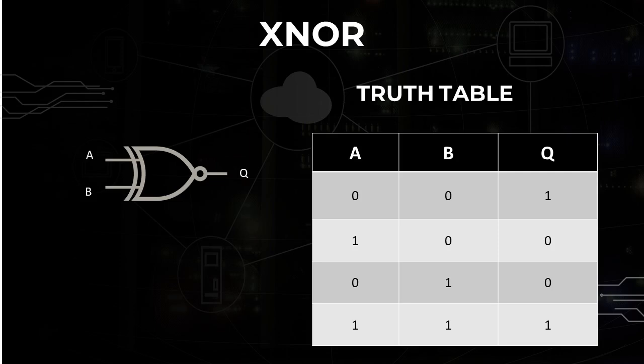When A is equal to 1 and B is equal to 0, the output is 0 because the inputs are different. When A is equal to 0 and B is equal to 1, the output is 0 since the inputs are different. When both inputs are 1, the output is 1 as both inputs are the same. In summary, the exclusive NOR gate outputs 1 when the inputs are the same and 0 when the inputs are different.